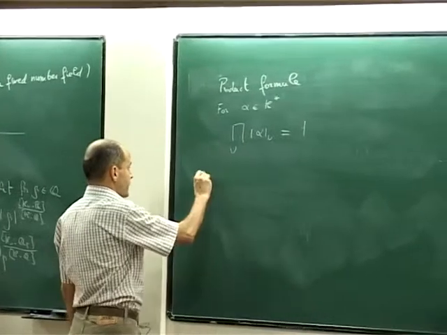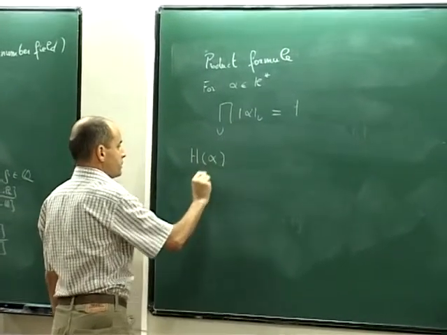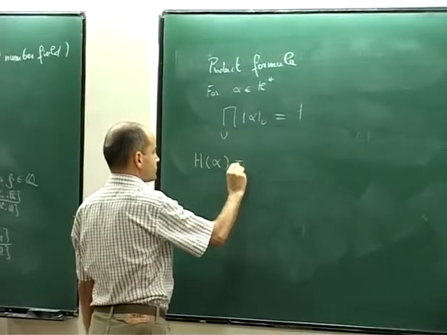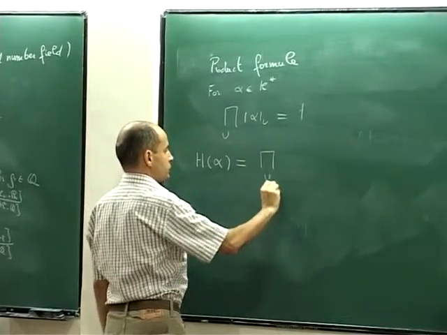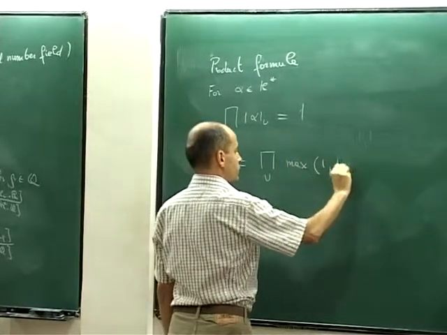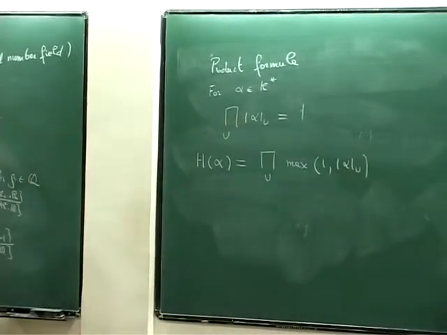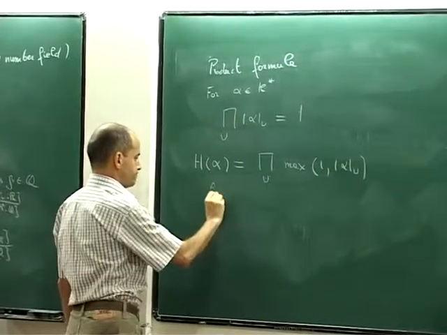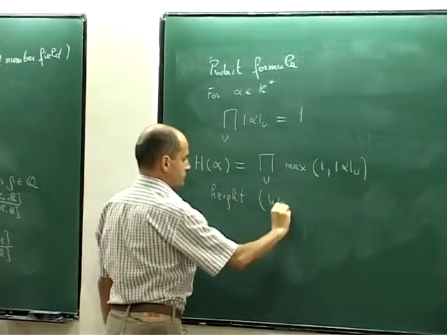Now we define the height of alpha as the product over nu of the maximum of 1 and the nu-adic absolute value of alpha. This is called the Weil height.